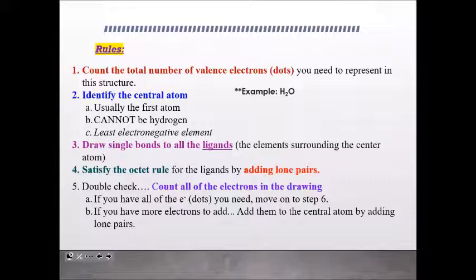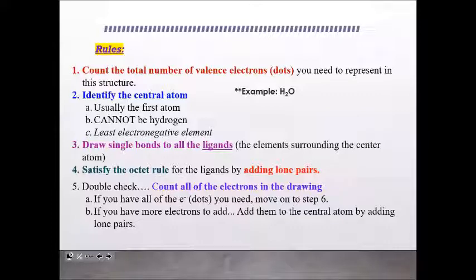All right, we're going to start here by looking at some of the rules. Now, I kind of highlighted and bolded the important parts, although you can refer to them as needed. First things first, count the total number of valence electrons or dots that you need to represent in the structure. So you need to look at each atom, how many of each atom or element, and decide how many valence electrons it brings to the bonding party, basically.